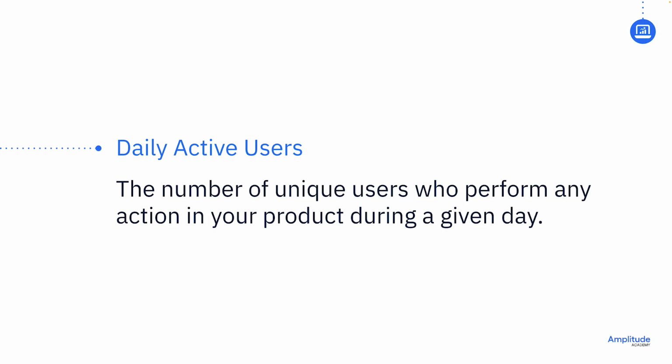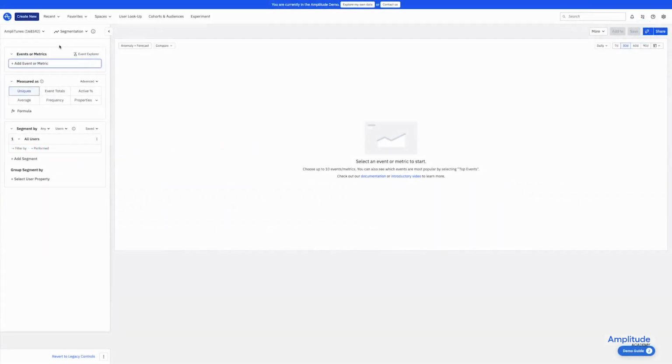A daily active user is a common metric used to evaluate product engagement. It is defined as the number of unique users who perform any action in your product during a given day. Let's look at how to build this query in Amplitude.